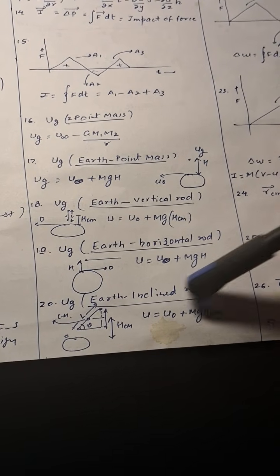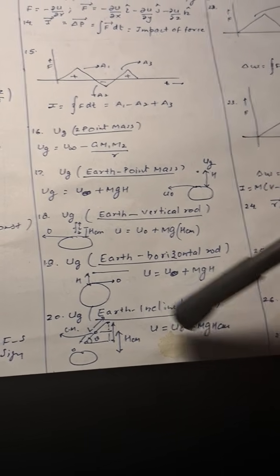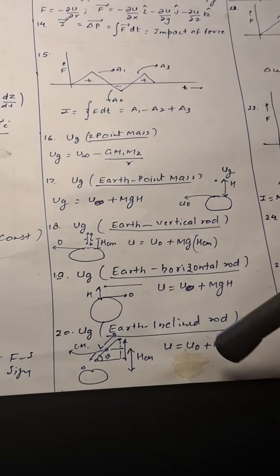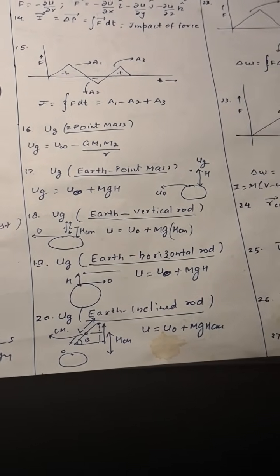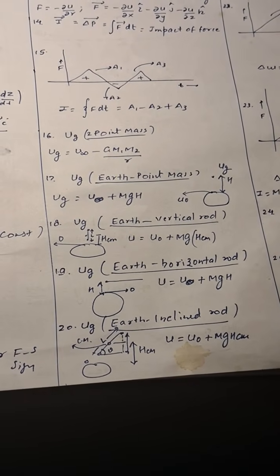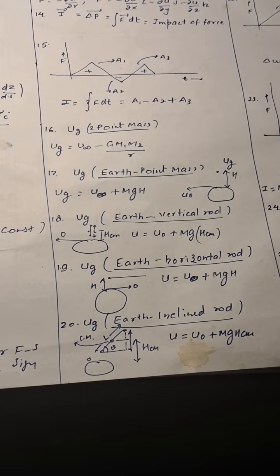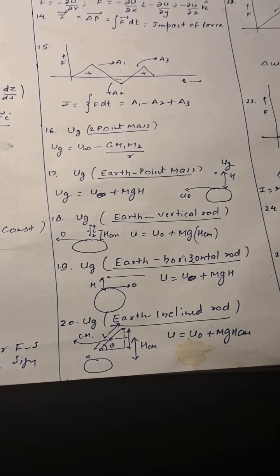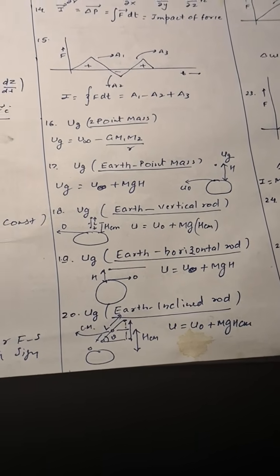Next is potential energy for earth and inclined load. Just take the height of the center of mass, and using the same expression we can find the potential energy of the system. So in this way we can find certain basic facts related to potential energy, and impact of force, impulse and momentum. So these are the basic level questions related to physics, and it's also checking the mechanism of what you have learned.